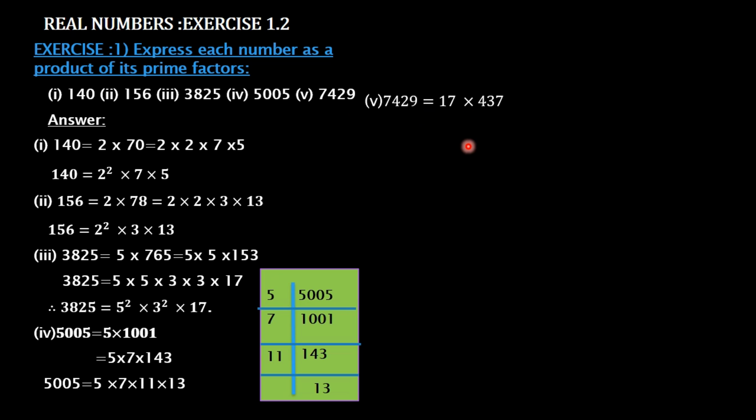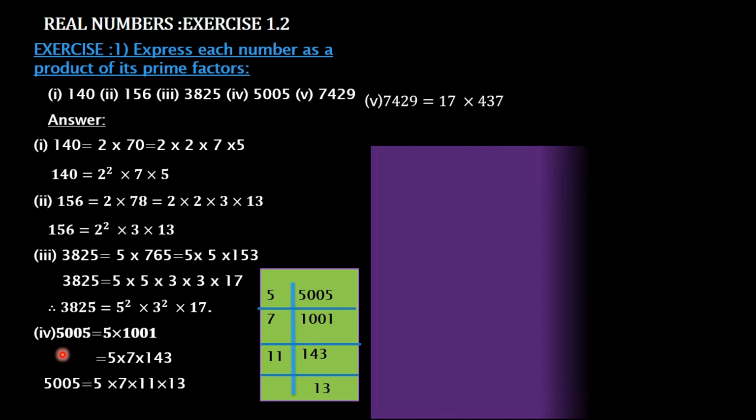Okay, it is not divisible by 2, since the last digit is not an even number. Then what about 3? 7 plus 4 is 11, 11 plus 2 is 13, 13 plus 9 is 22. Also not possible, 22 is not a multiple of 3. Then what about 5? The last digit doesn't end with 5.